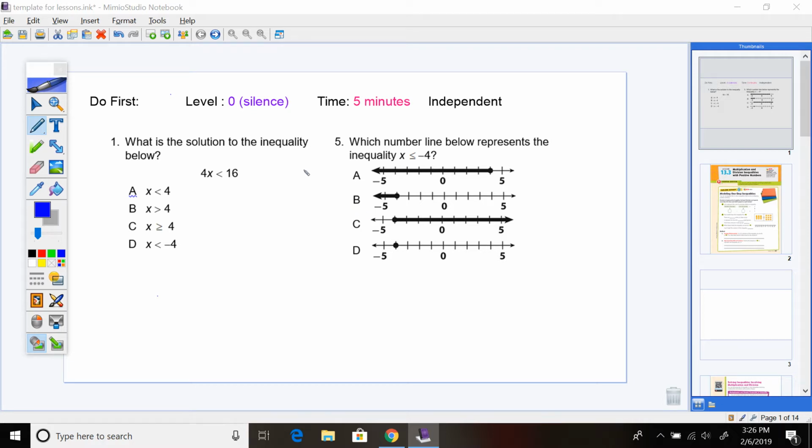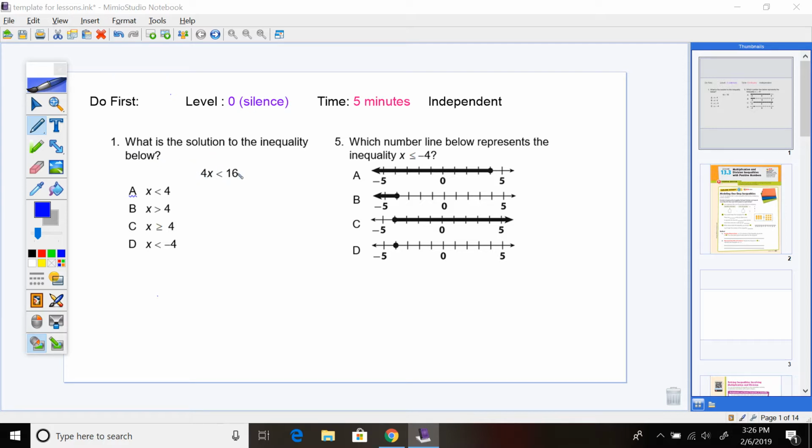Okay, so today we're going to learn about how to solve inequalities that involve multiplication and division. Here we have question number 1. What is the solution to the inequality below?